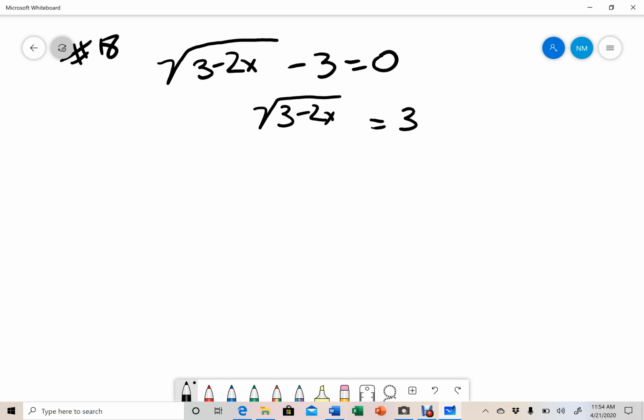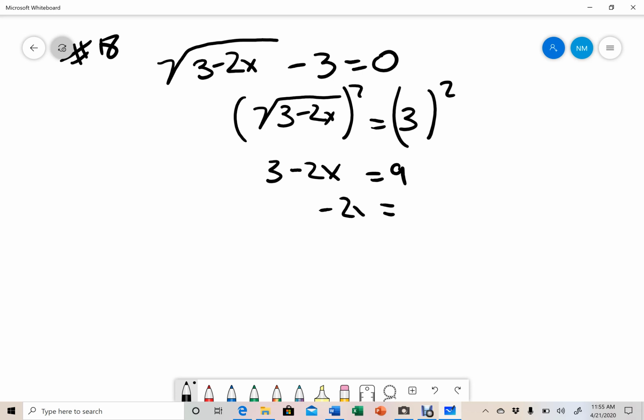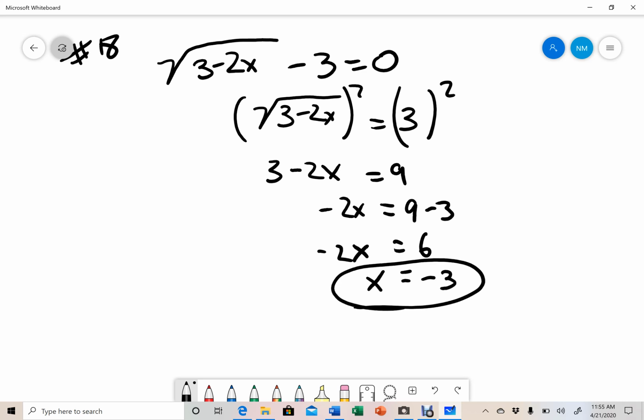So now I've got the square root of 3 minus 2x equals 3. Now from here, I can just simply square this. So you square both sides. This ends up 3 minus 2x equals 9, and then I'm just solving for x. So I've got a negative 2x here, 9 minus 3. So I get negative 2x equals 6, and then divide to get your x by itself. That gives me a negative 3, and that's my answer.